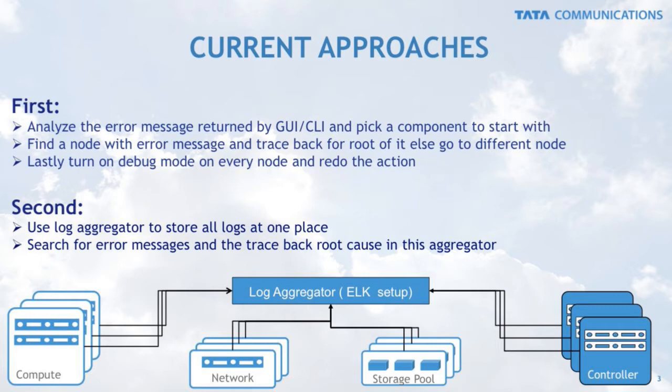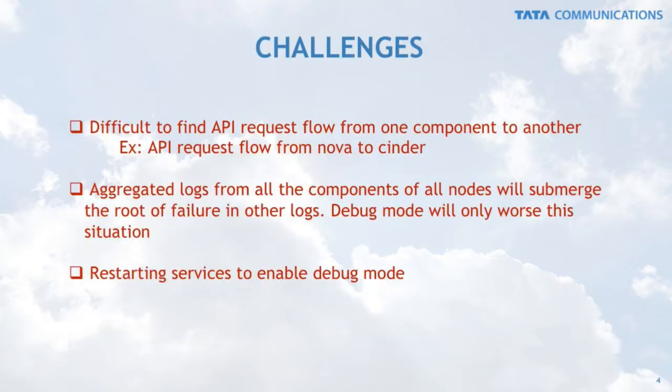So let's look at the challenges that we have with these approaches. First, it's difficult to find the API request flow from one component to another. What do we mean by this? Whenever Nova invokes a Cinder API call or a Neutron API call, how do you track these two things? Today we generally do it based on the timestamp alone. Consider a production environment where you may have a lot of Heat stack kind of things going on, or a lot of people using your environment. How would you do even the timestamp mapping there? That's going to be a challenging task.